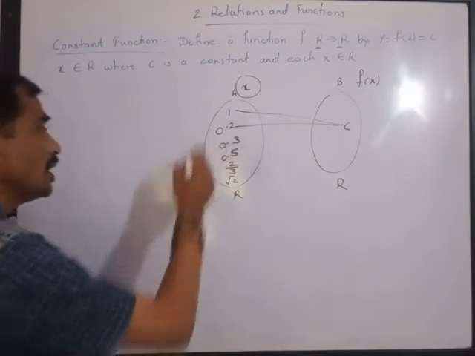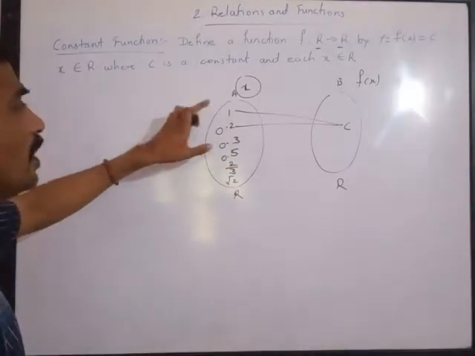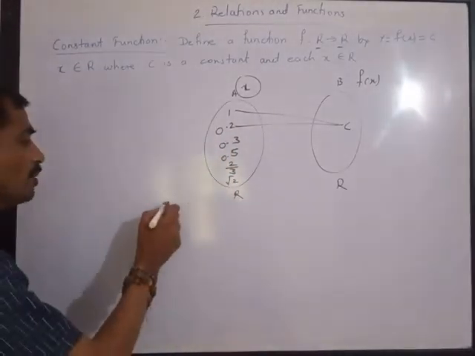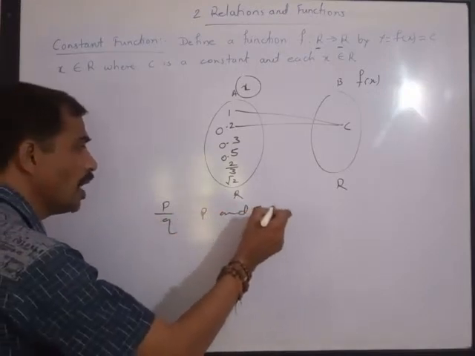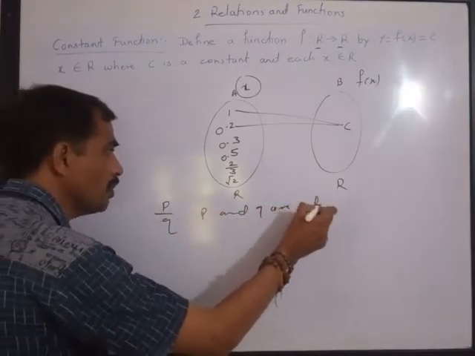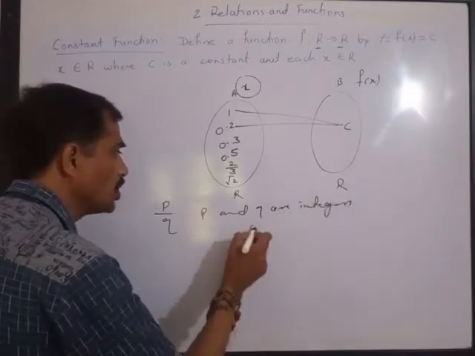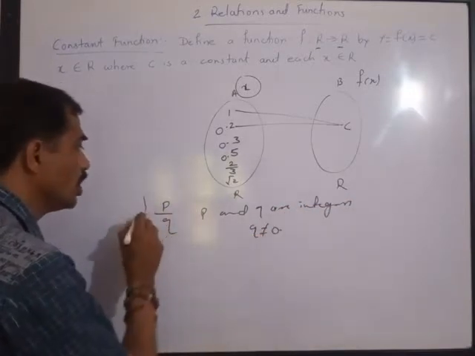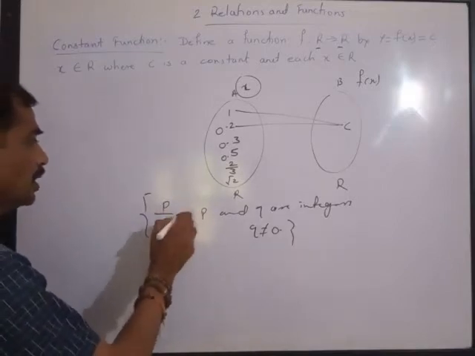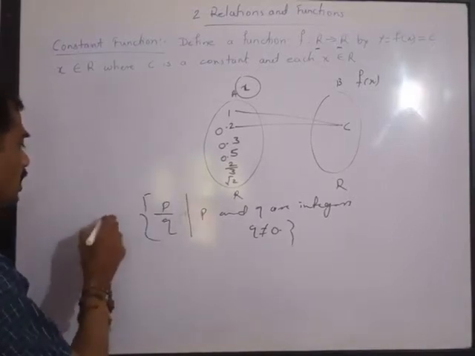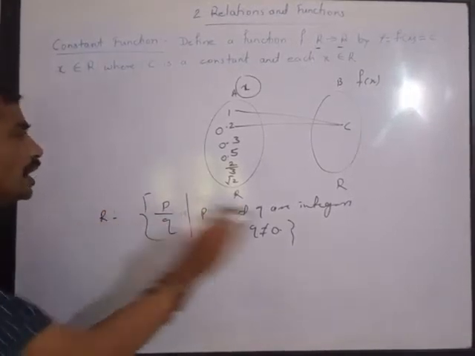Please understand, these are real numbers. We have already studied that real numbers are the numbers which can be written in p/q form, where p and q are integers and q is a non-zero integer. So if this condition is fulfilled, then we can say that it is a set of real numbers.